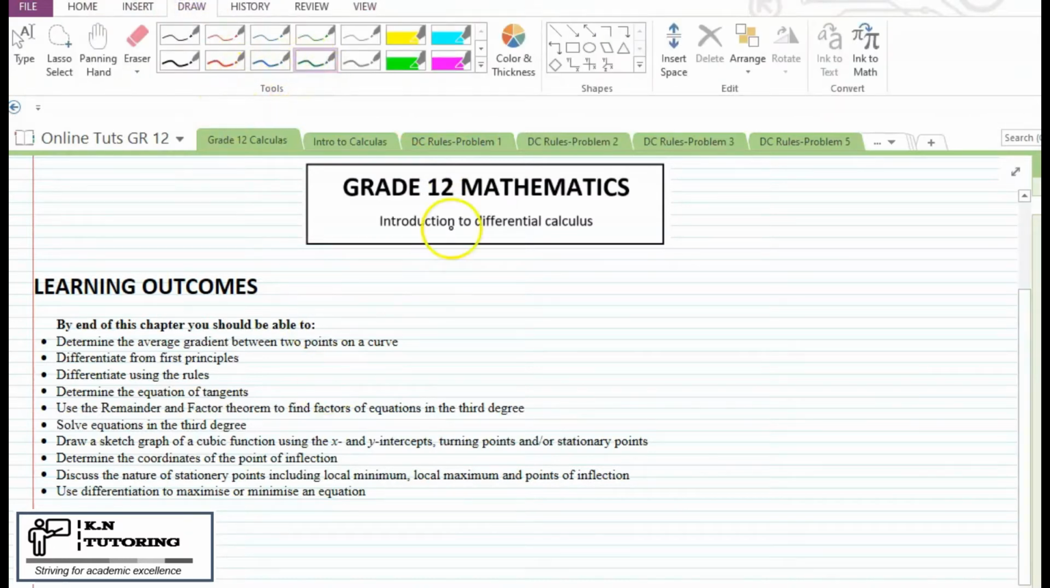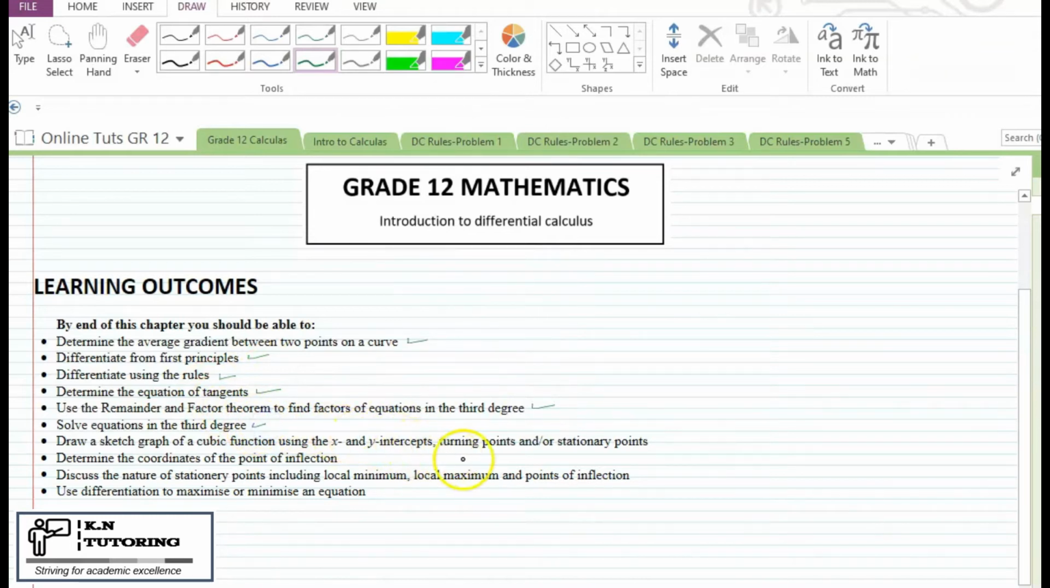So by the end of this chapter, you must be able to determine the average gradient. That's the first one. You must differentiate from first principles. You must differentiate using rules. You must determine the equation of tangent. You must use the remainder and factor theorem to find factors of each equation in the third degree. You must solve the equation in the third degree.